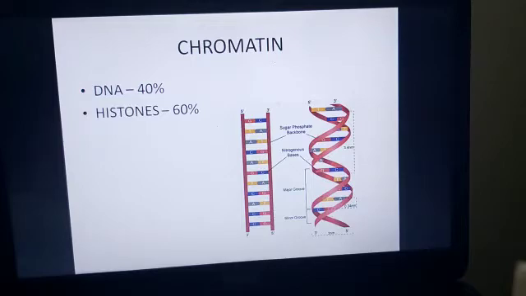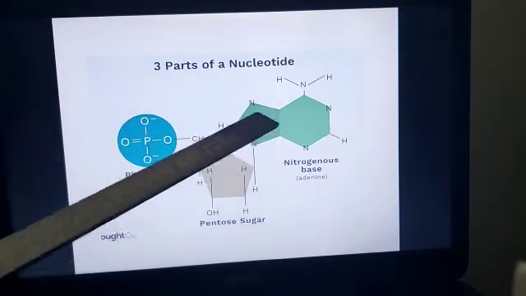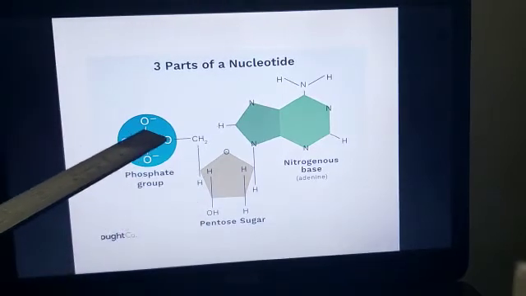Each single-stranded DNA is composed of repeated units called nucleotides. So when you see the DNA molecule, it is a macromolecule, and this DNA molecule is made up of repeated units of nucleotides. Now what is a nucleotide made up of? A nucleotide is made up of three things. The first thing is nitrogenous base, second is pentose sugar, and third is a phosphate group. So here you can see nitrogenous base, pentose sugar and phosphate group.